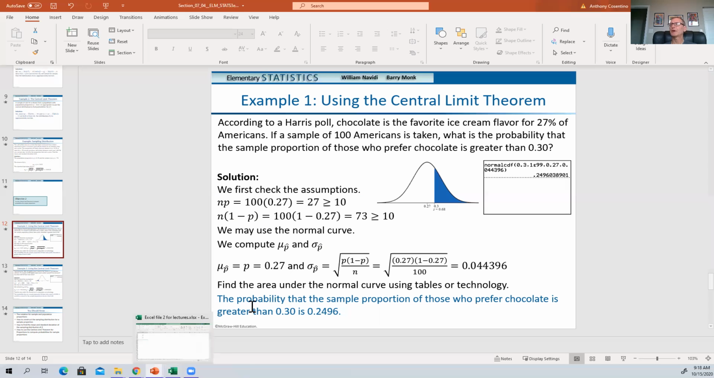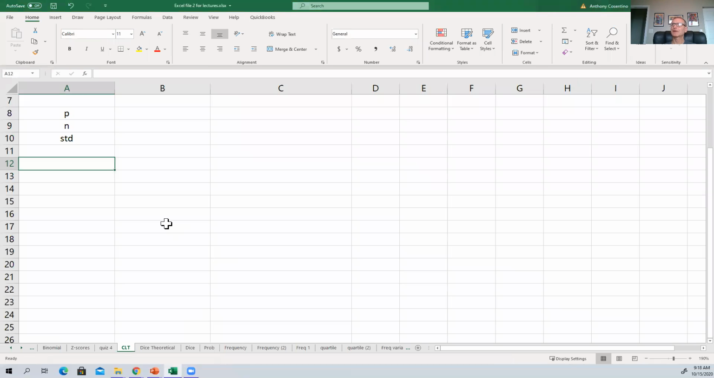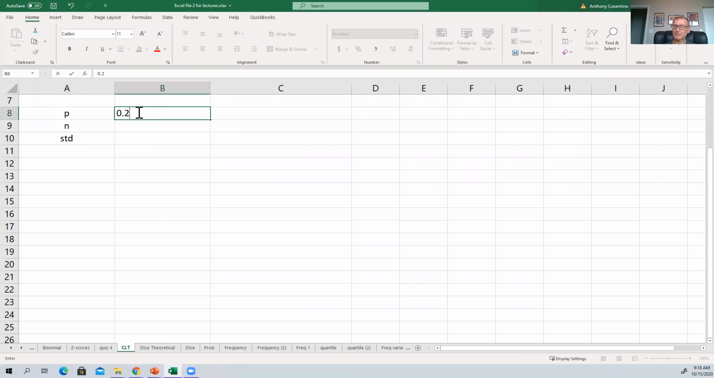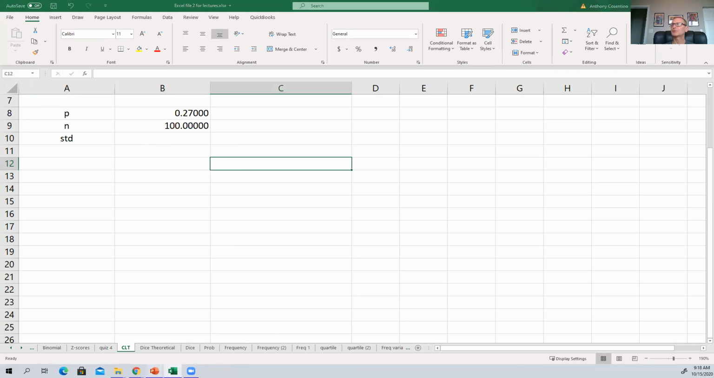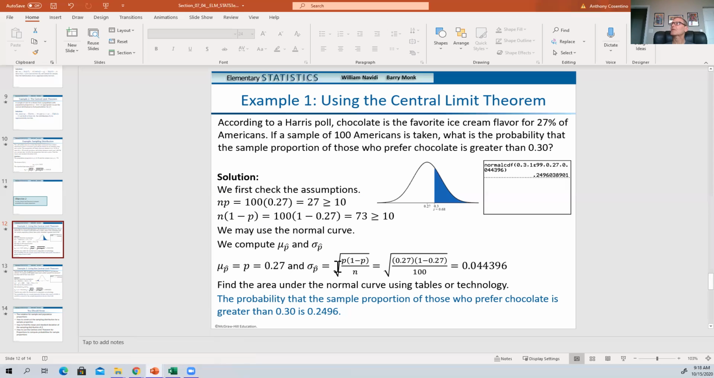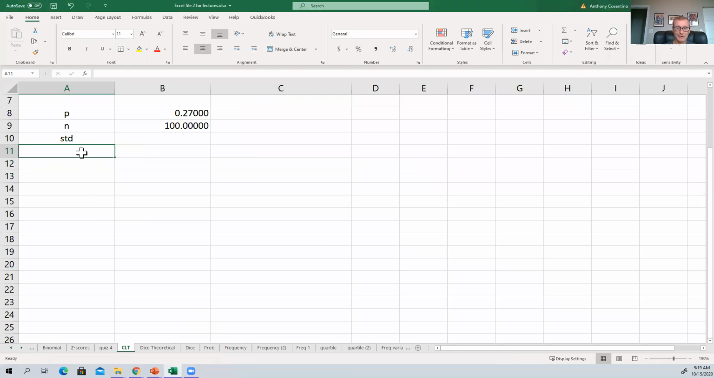Okay, so let's go to the spreadsheet, and I've kind of got it set up. These are the three values that you need. You're given this one, 0.27. And our n value in this case was 100, right? Just double check that. Yep, it's 100. And so what we ultimately want to calculate is the probability of X being greater than 0.3.